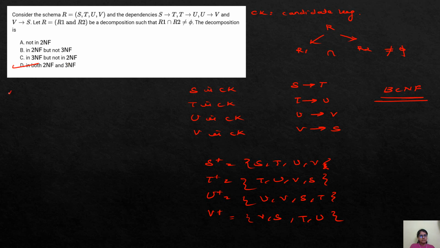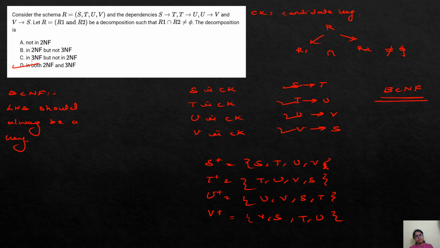So let me write what is BCNF. To check if it is BCNF or not, LHS should always be a key. And here S is key, T is key, U is key, and V is key. So the whole relationship is in BCNF. And if it is BCNF, then 100% it is in 2NF and 3NF. Okay, so with this method, we can conclude this.